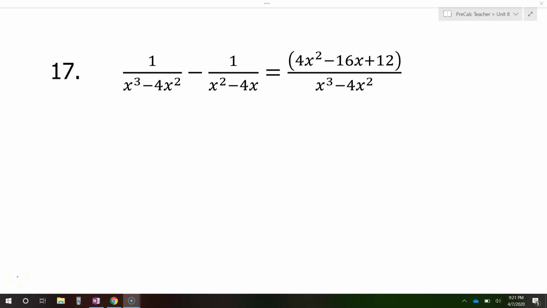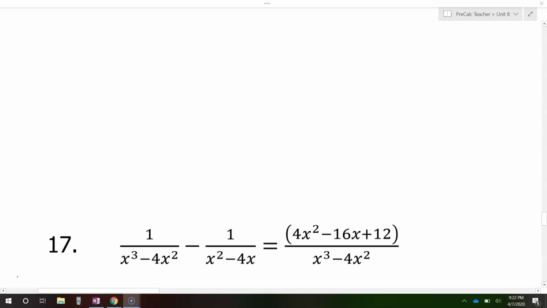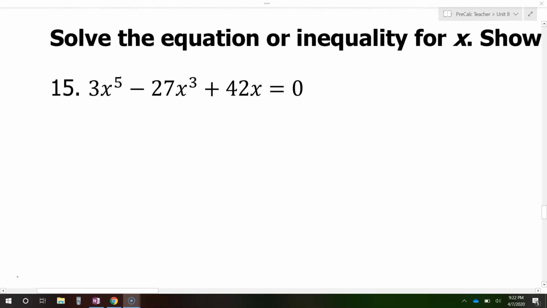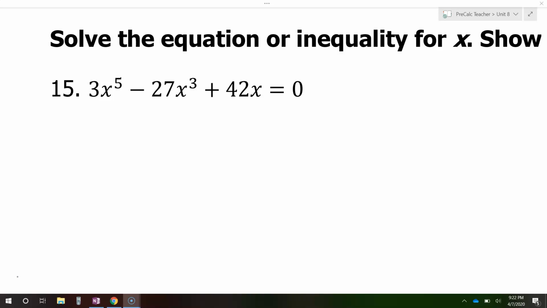In this video, I will show you how to solve crazy rational equations like this one. But first, I'm going to show you how to solve simple equations like this one, and then we'll build from there. Baby steps. This can be factored. I'm noticing that there is a common factor of 3x. So I need to pull that out of everything.